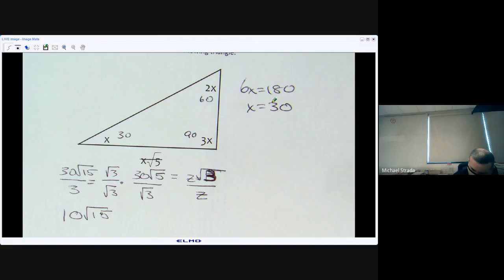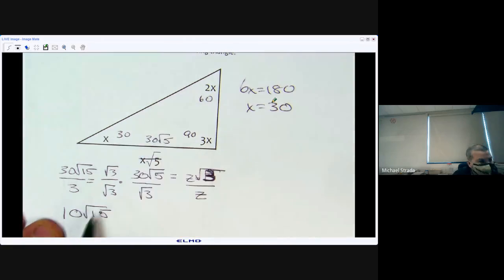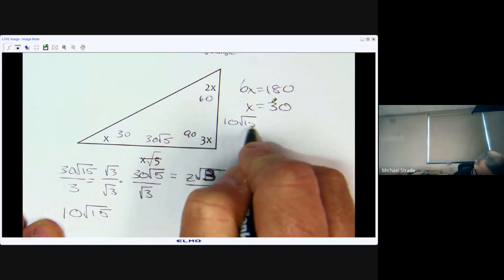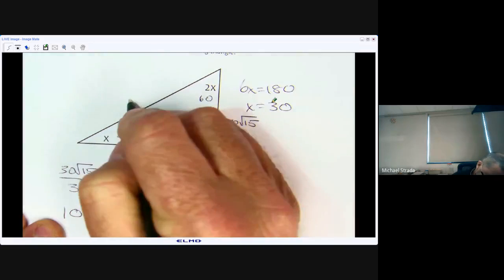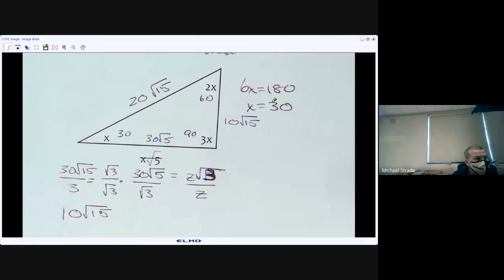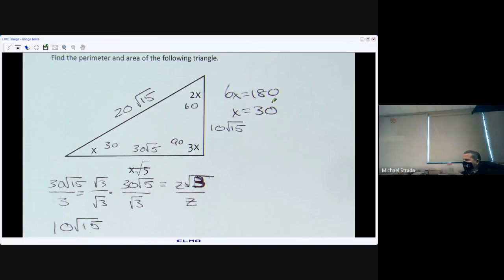All right. So this side length is 30 root 5. Z represents the shortest leg, so the shorter leg is 10 root 15. And then the hypotenuse, which is double the shortest leg, is 20 root 15. Everybody okay with that idea moving forward?